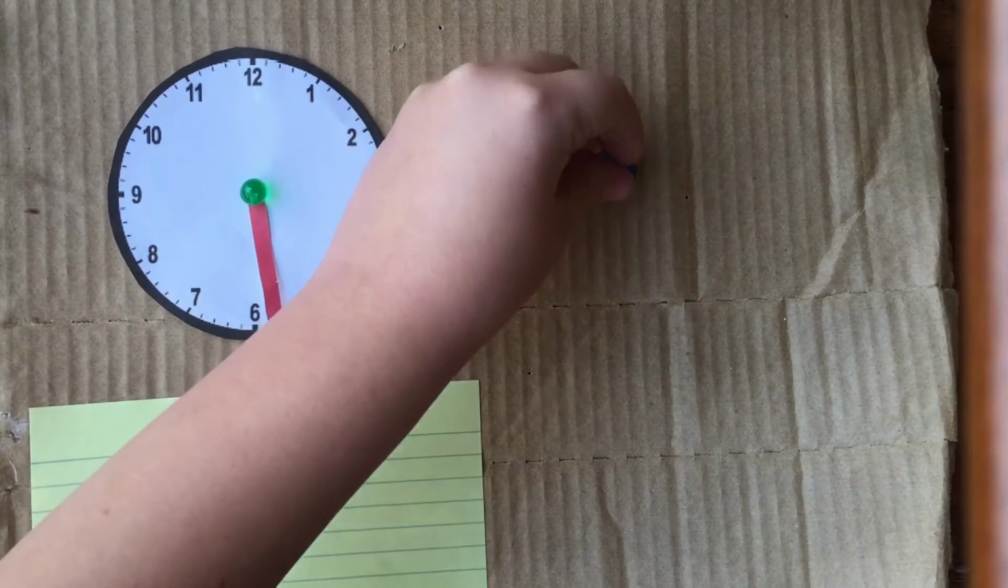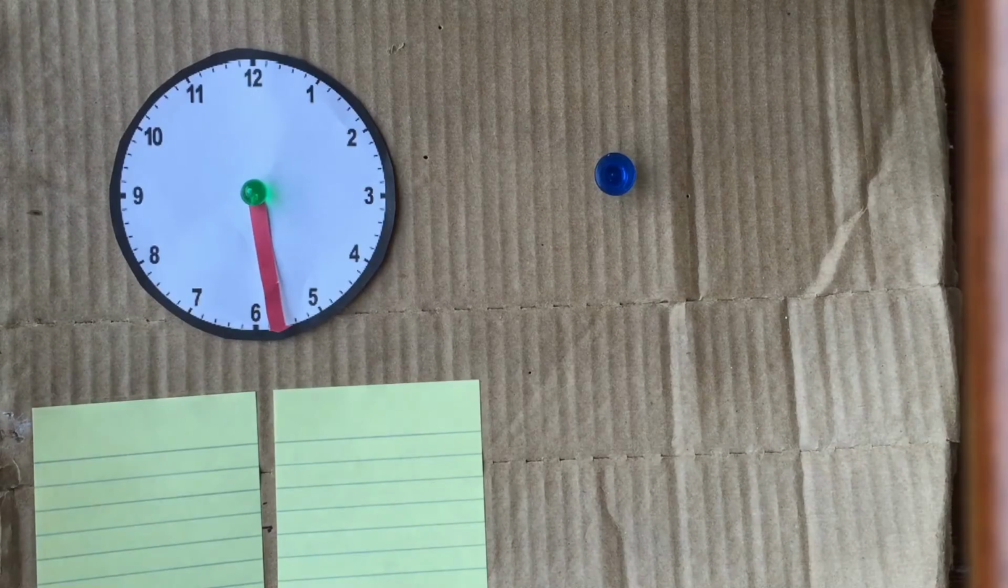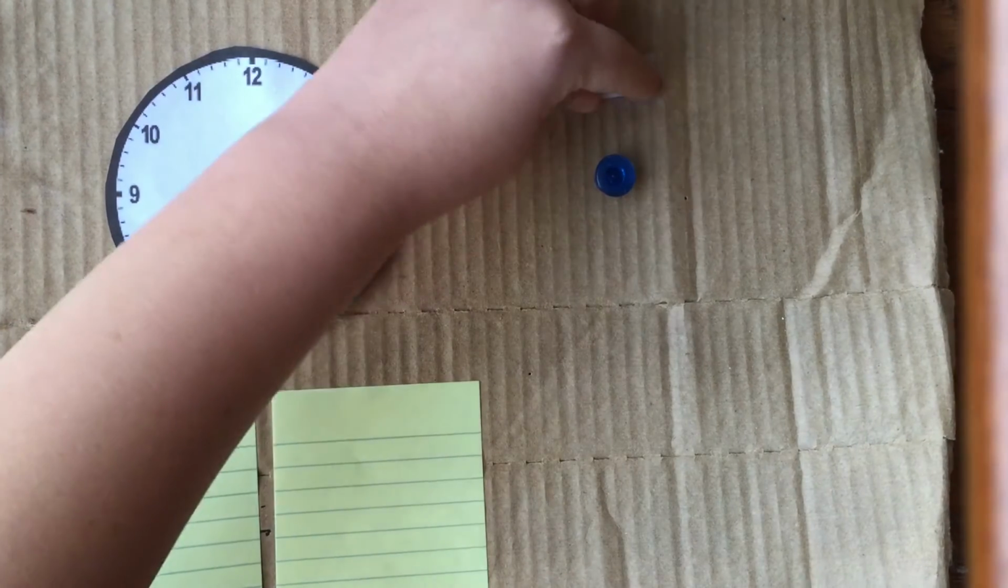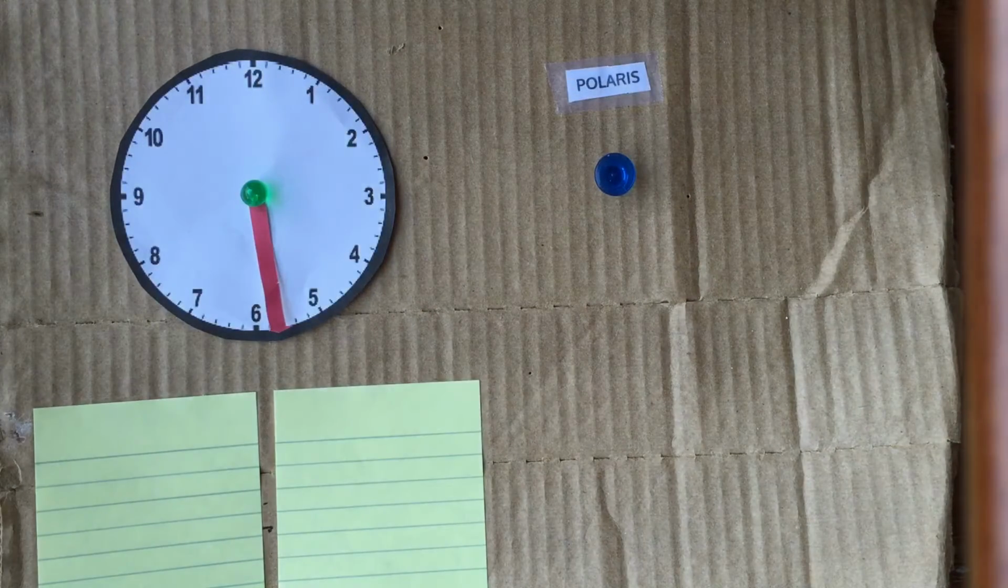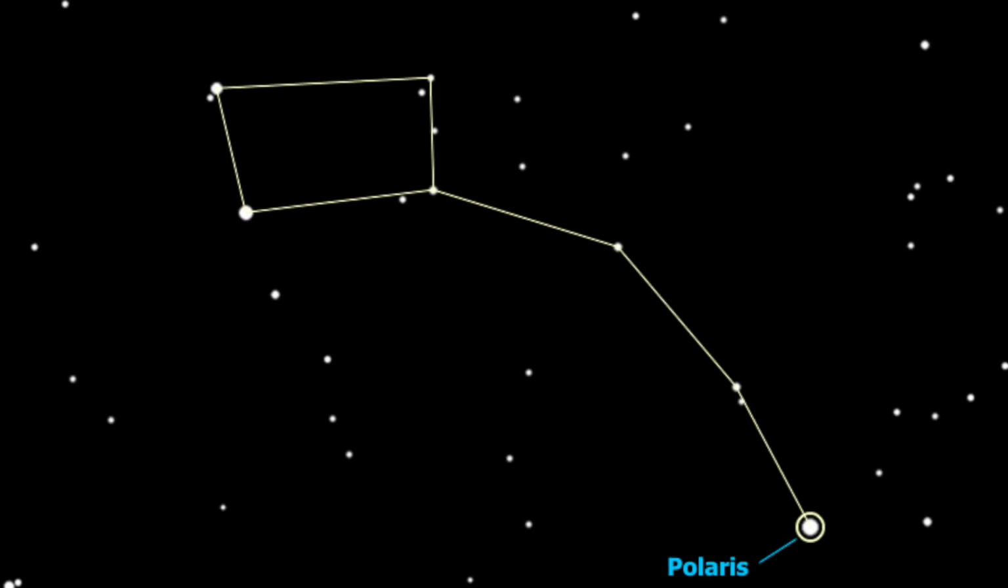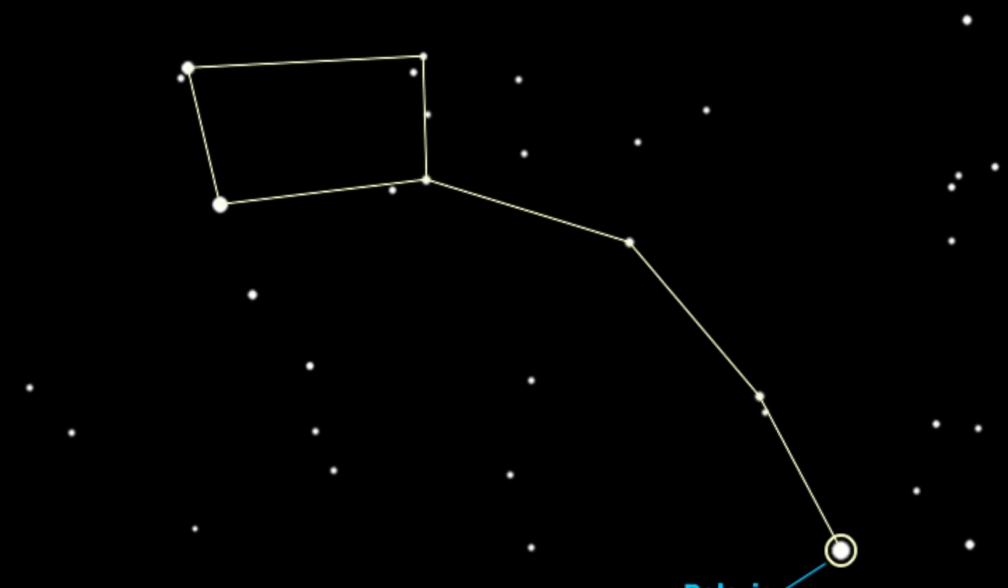In the sky, the center is the North Star, also known as Polaris, because it is located above the poles in the center of the Earth, hence the term Polaris. To find it, locate the constellation the Little Dipper, which looks like this. It is this star located at the end of the handle.